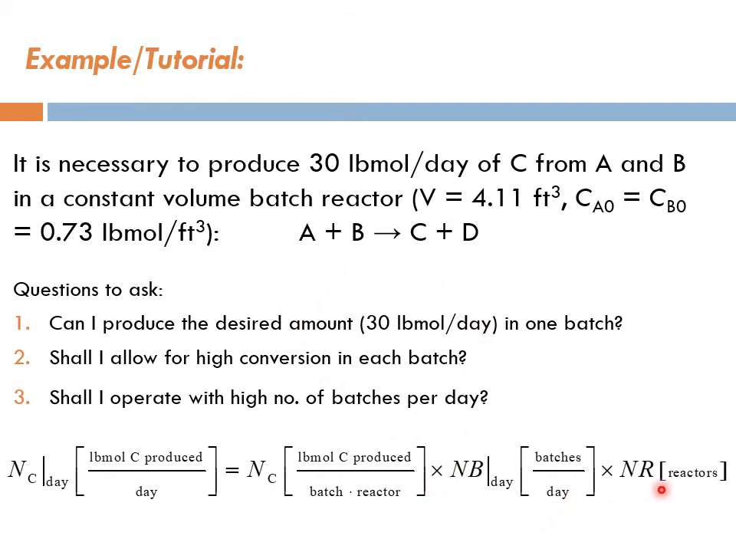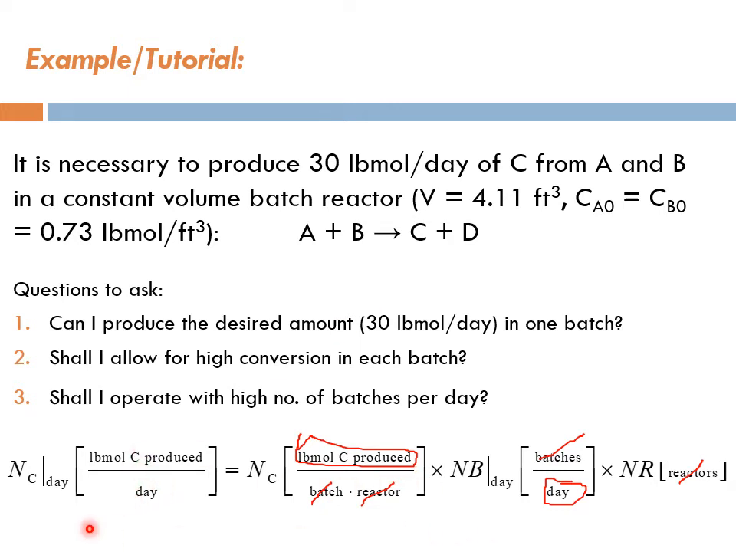Okay, and multiply by the number of reactors. Sometimes we need to use more than one reactor, especially if the volume was small. Of course, in this example we have only one reactor because it says a constant volume batch reactor. However, we need this variable in order to fix the units. So the number of reactors cancels out with reactors, the number of batches cancels out with batches, and what is remaining is simply pound-mole C produced per day. So now the units are consistent on both sides.